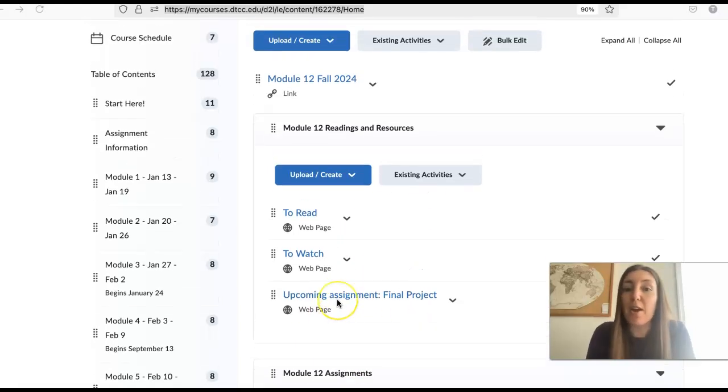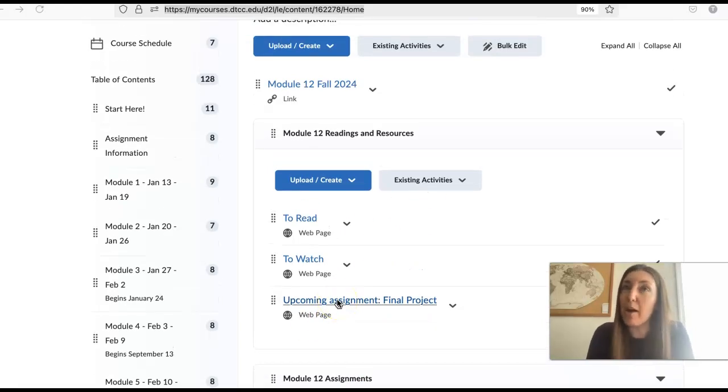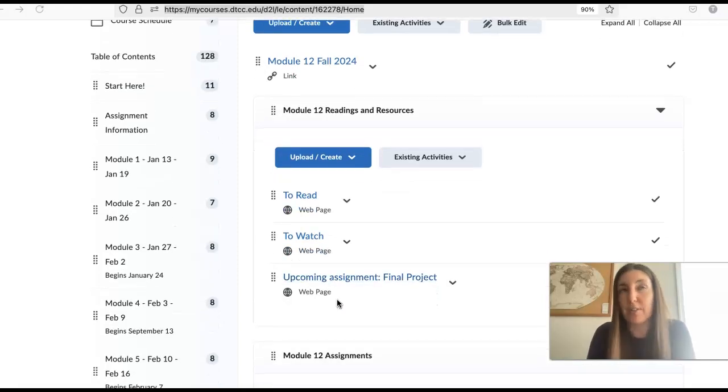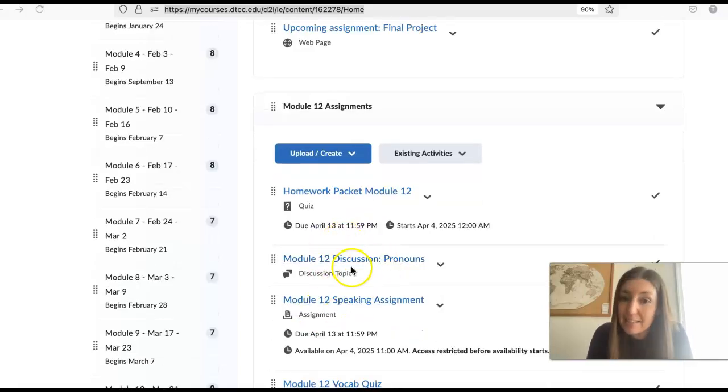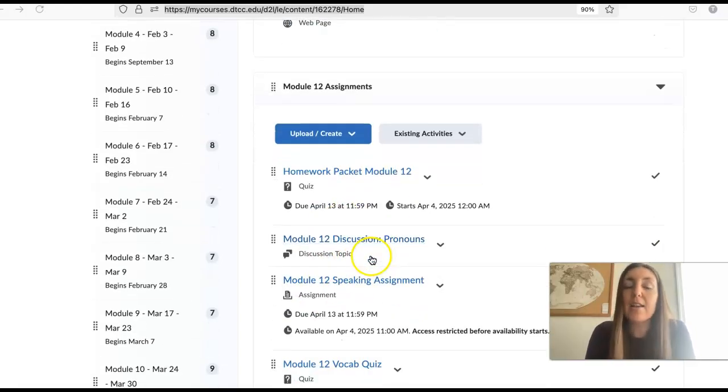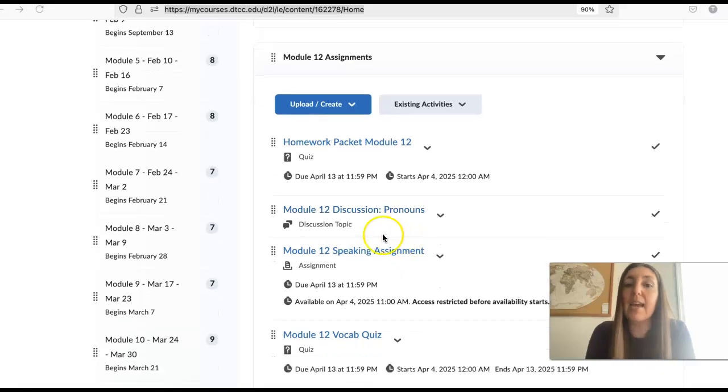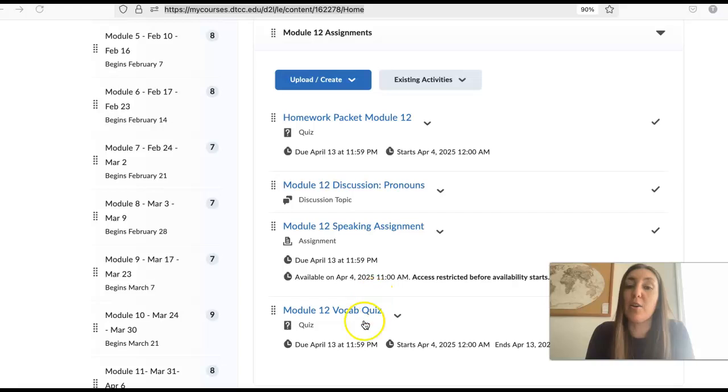Again, there's information about the final project. Once you get through modules 12 and 13, that's the last topic that needs to be on the final project, so after the next two modules, you can start working on that. We have the homework packet. We have the last discussion board talking about pronouns, so make sure you get your initial post in by Wednesday. The speaking assignment that you need to use the command form for, and then the quiz like always.